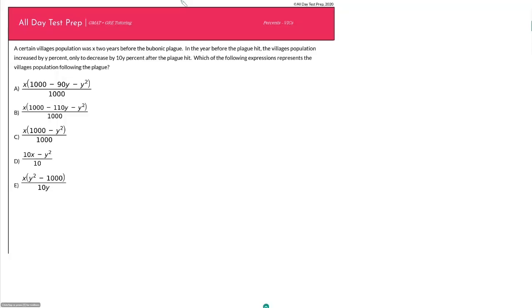GMAT all day. Our next percent question is a variable in the answer choices, or VIC question. Why is it called that? Well, because there are variables in our answer choices. So VIC questions are more a subtype of question, and they are a question type themselves.